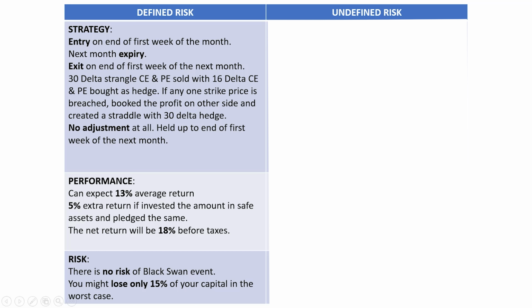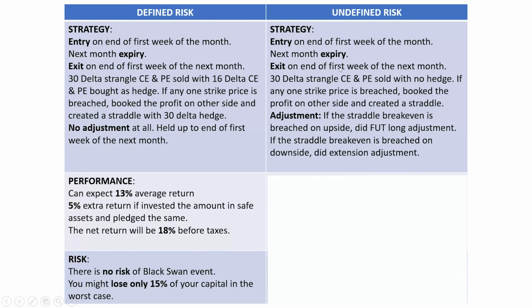Now we will talk about the undefined risk strategy. The entry, exit and expiry months are all the same as the defined risk. Only the hedges will not be bought here. You can see here a 30 delta strangle, CE and PE sold with no hedge. If any one of the strikes is breached, book the profit on the other side and create a straddle. It's an open straddle without a hedge. For adjustments, if the straddle break even is breached on the upside, I did a future long adjustment. If the straddle break even is breached on the downside, I did an extension adjustment. These are the adjustments for this undefined risk strategy.